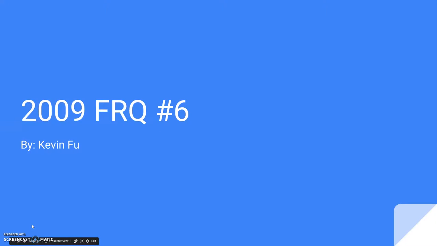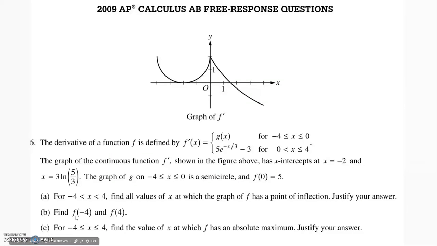Hello everyone, today I will be talking about question number 6 from the 2009 FRQ. The derivative of a function f is defined by f prime of x equals g of x for -4 ≤ x ≤ 0, and 5e^(-x/3) - 3 for 0 < x ≤ 4. The graph of the continuous function f prime shown in the figure above has x-intercepts at x equals -2 and x equals 3 ln(5/3).